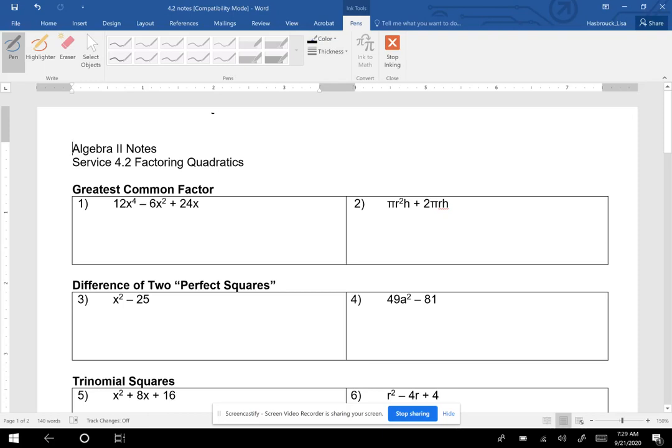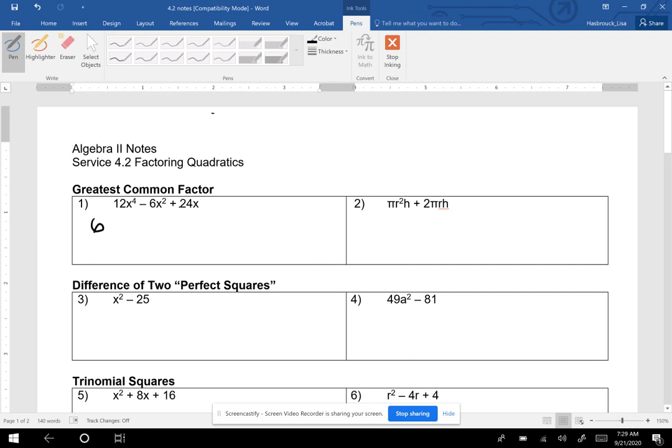Hello class, today we're going to go over 4.2 notes in Algebra 2, which is factoring quadratics. We'll start with the basics, factoring out a greatest common factor. For this, you're going to look at the numbers in front of each term first, to determine what they're all divisible by. And for this specific problem, they're all divisible by 6.